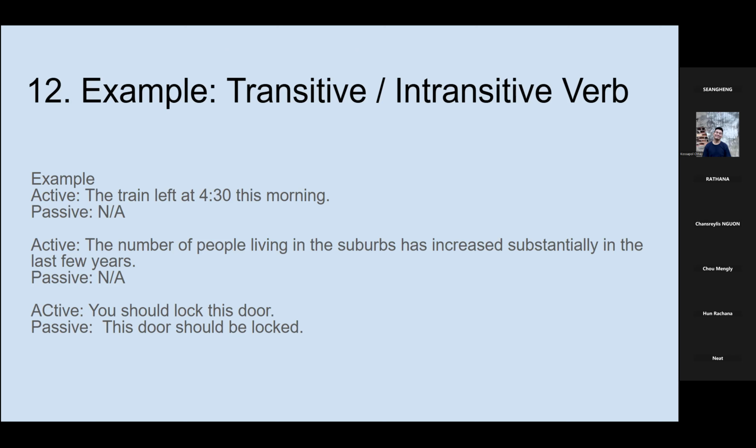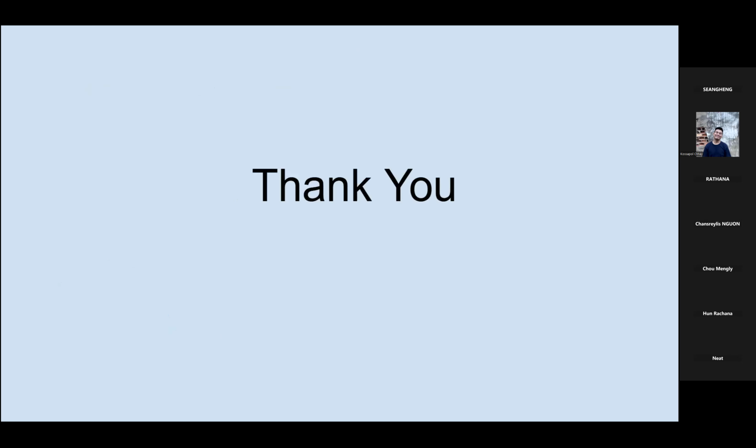And third: we should lock this door. We can change to passive: this door should be locked. We can change because lock is a transitive verb, so that we can change from active to passive. This is my part, it's done.